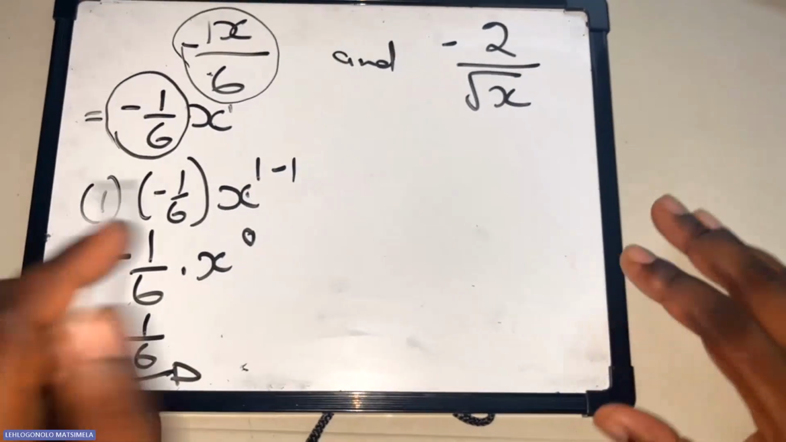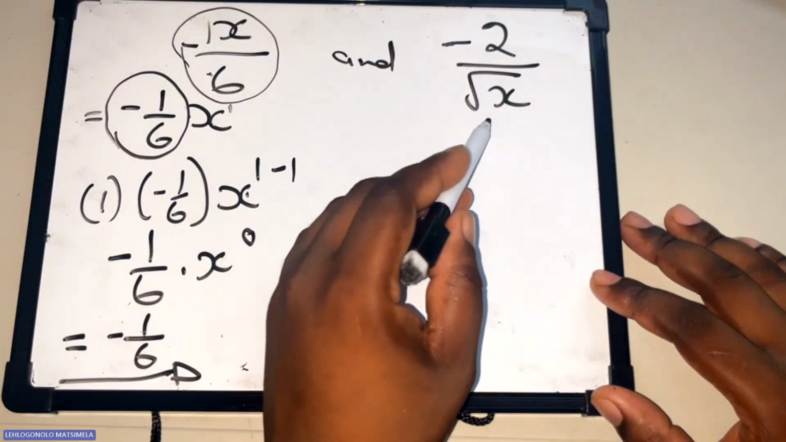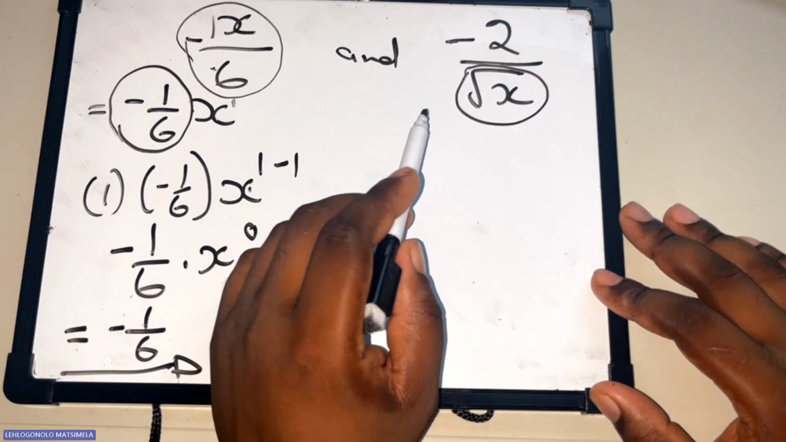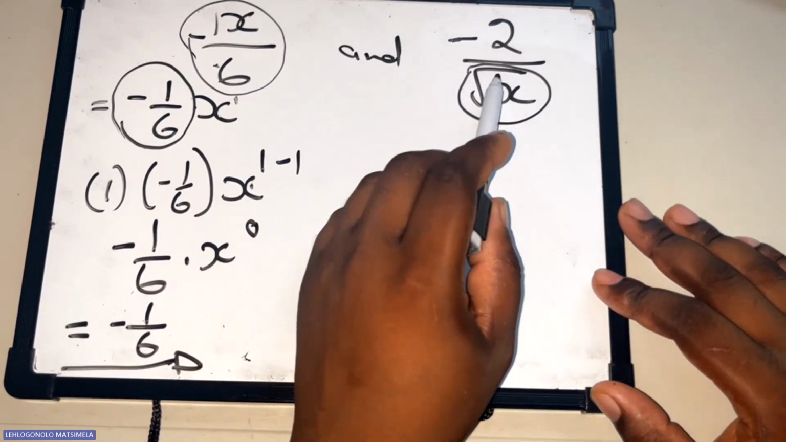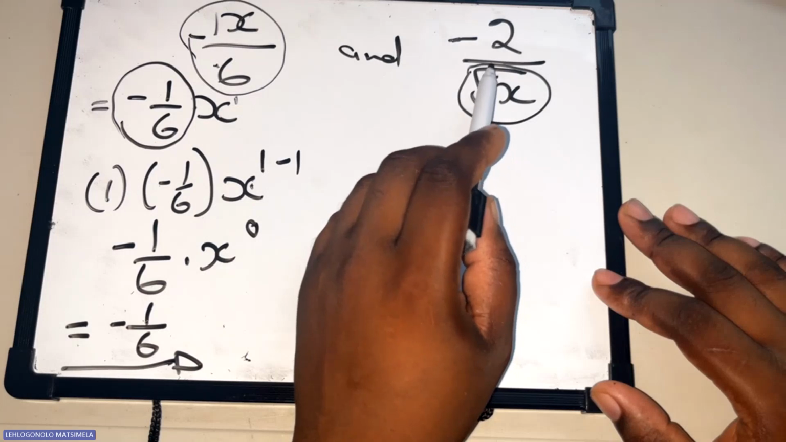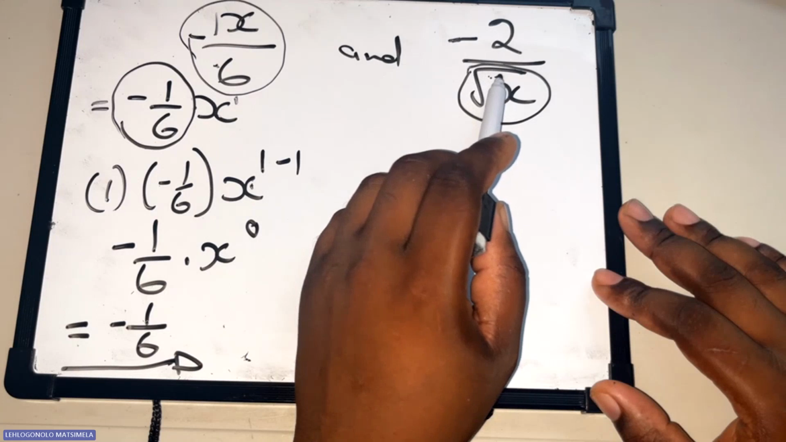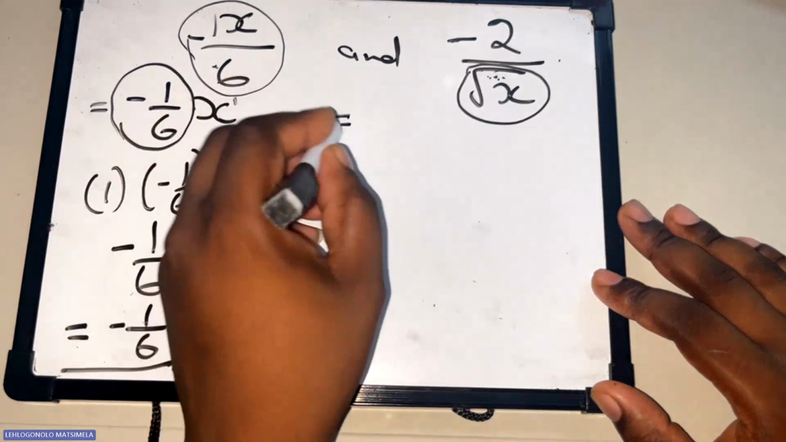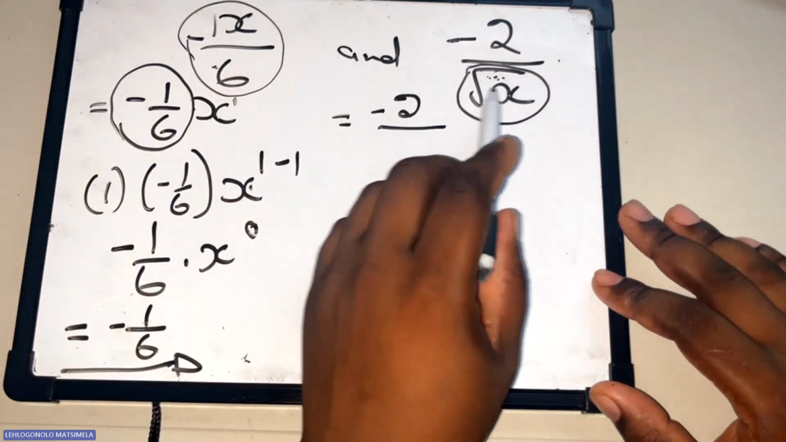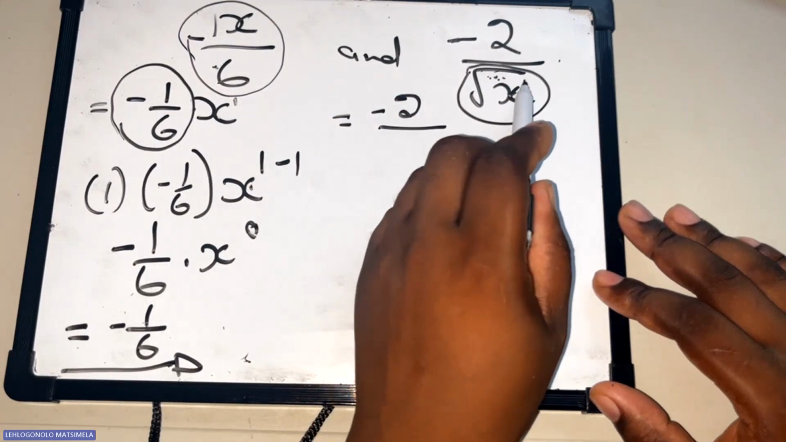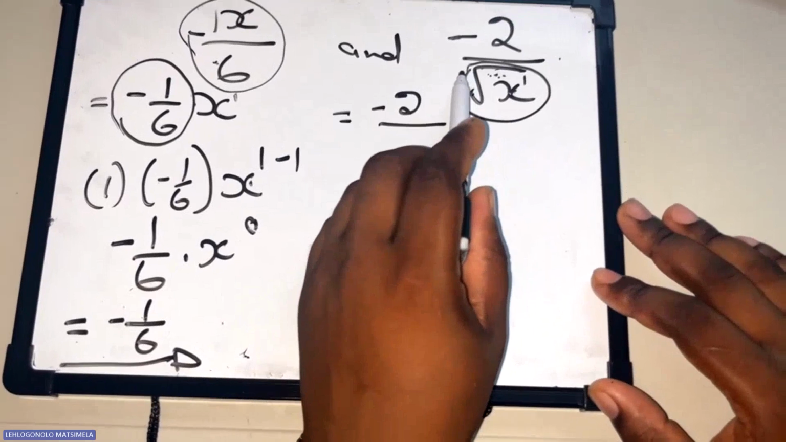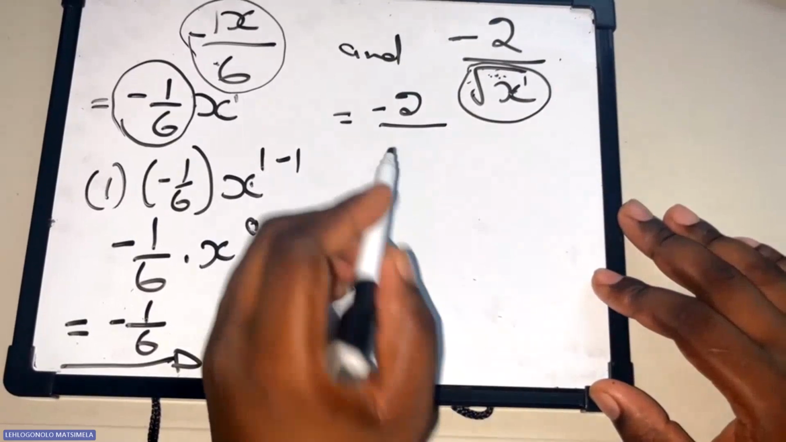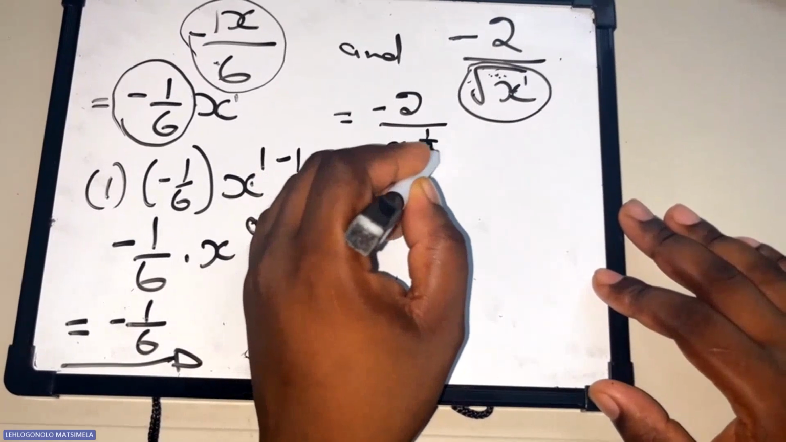Good. The second part, we're having negative 2 over root x. The first thing, get rid of this from the denominator. But before you can change the number from denominator to the numerator, you have to get rid of the square root first. Let's see, which is equal to minus 2 divided by... How do I know the exponent of x? Exponent of x is 1, and this is the square root. If there is no number given here, it means that the number is automatically 2. Then I will have x to the power of 1 over 2.